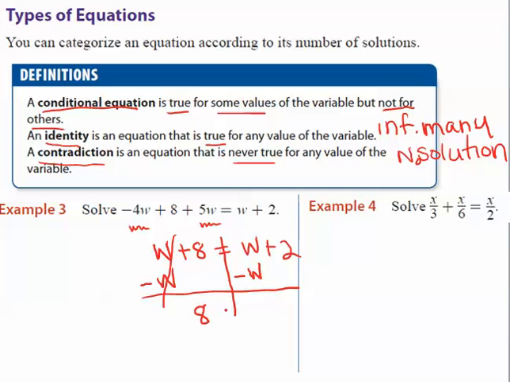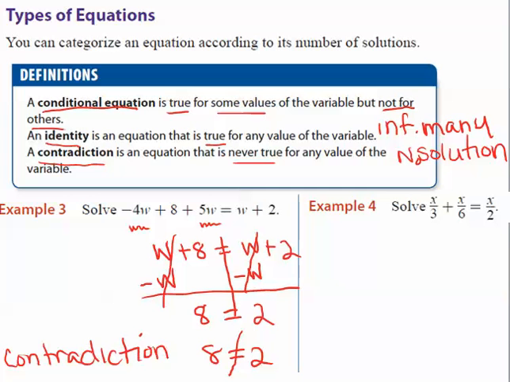and I get 8 because the w's go away. Oh, but wait, our w's go away there too. And I get 8 equals 2. Is that true? Does 8 equal 2? If I have $8, does that mean I still have the same if I had $2? No. So this is a contradiction, or no solution. No matter what number I pick for w, it will never work.